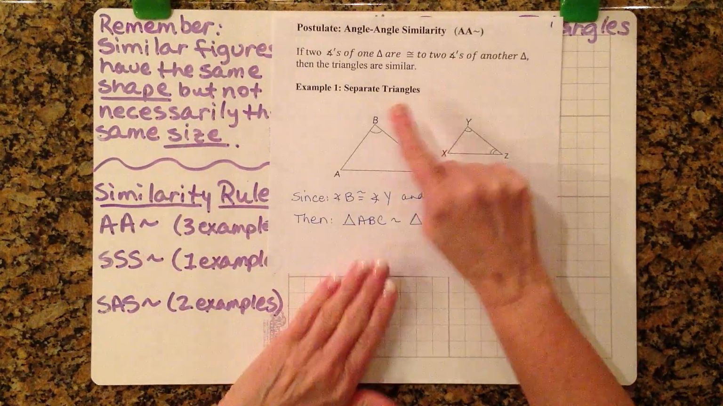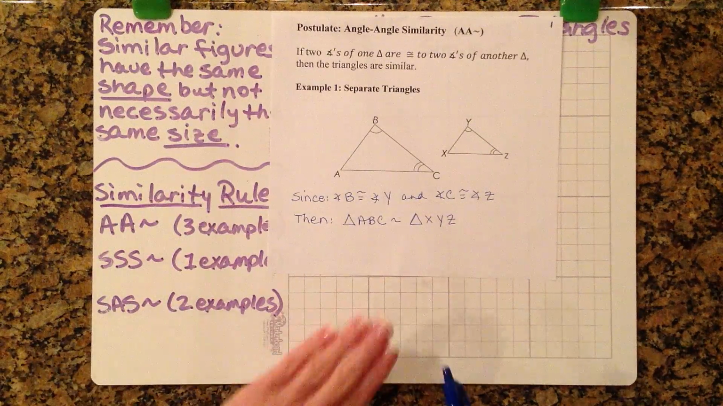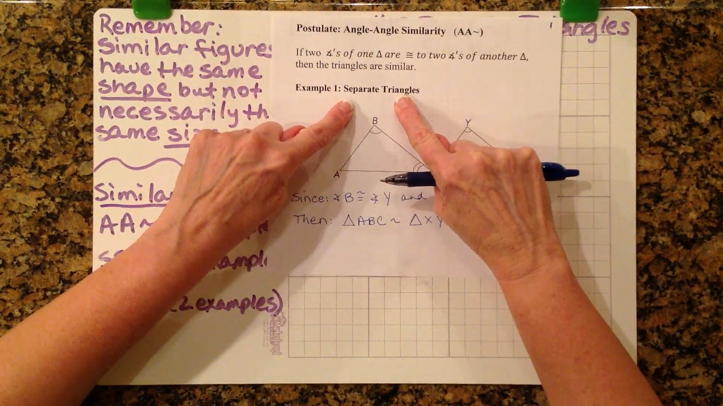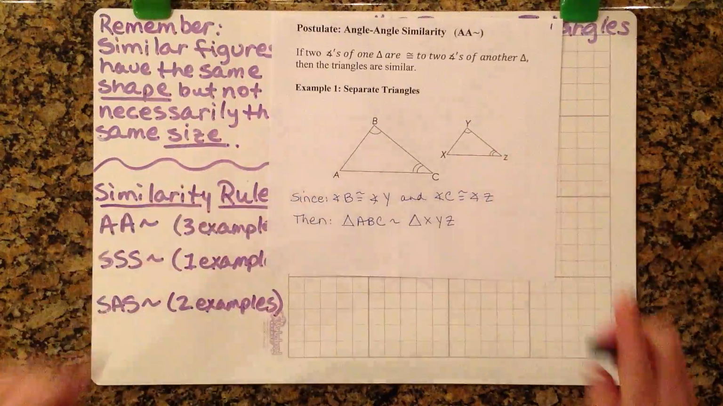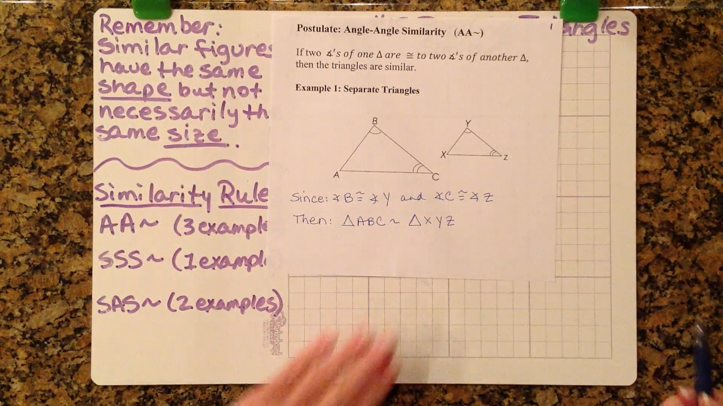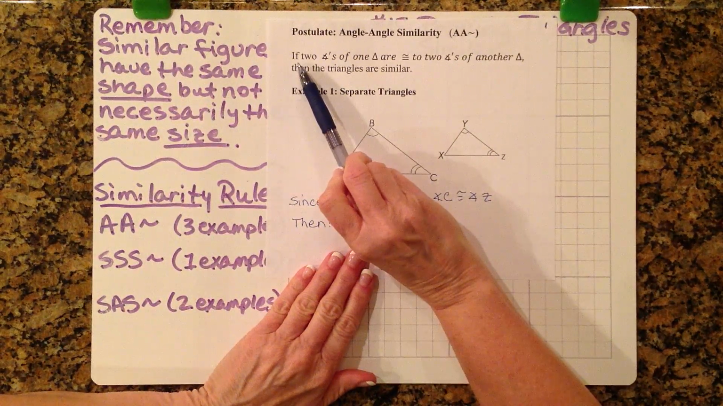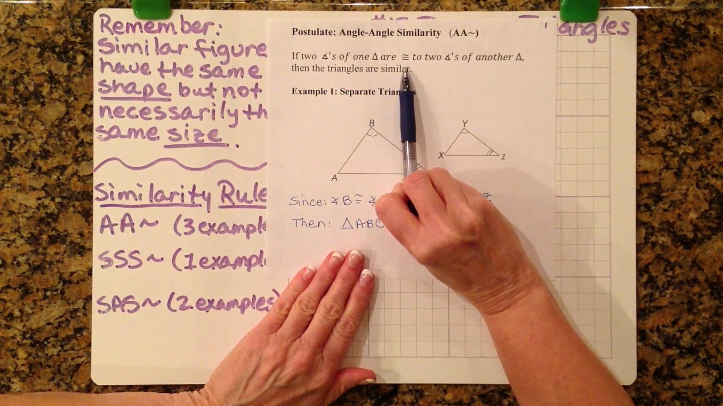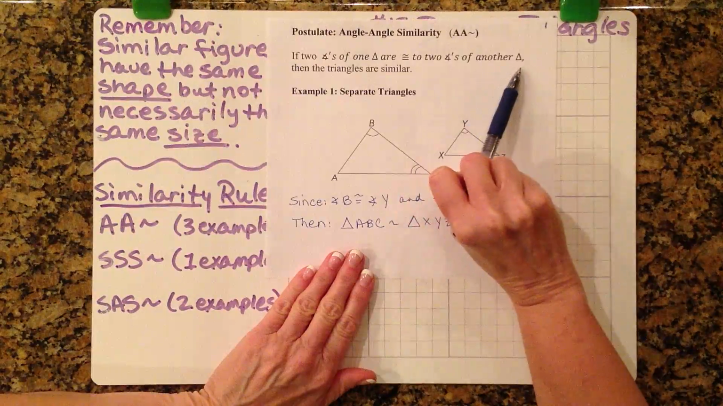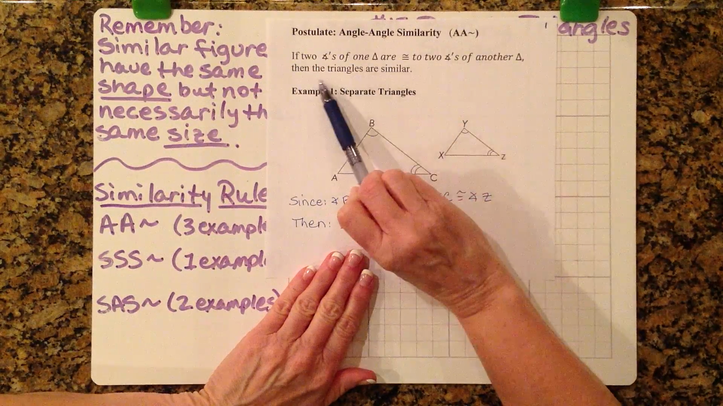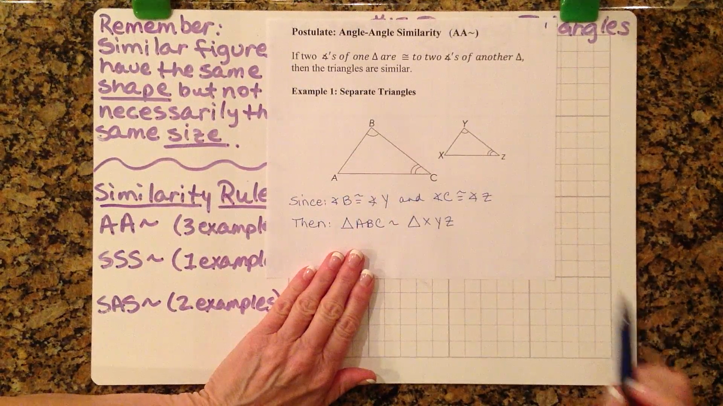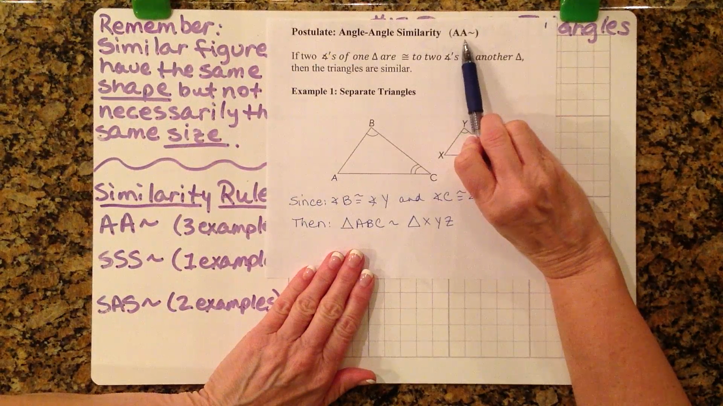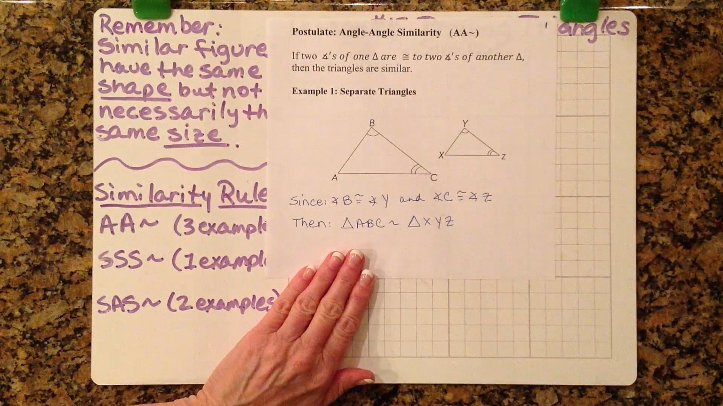And here's our first example. The first example I have is where the triangles are separated. They're not connecting or touching each other in any way. So our rule is, if 2 angles of one triangle are congruent to 2 angles of another triangle, then the triangles are similar. So we need to prove that 2 angles are congruent to each other.